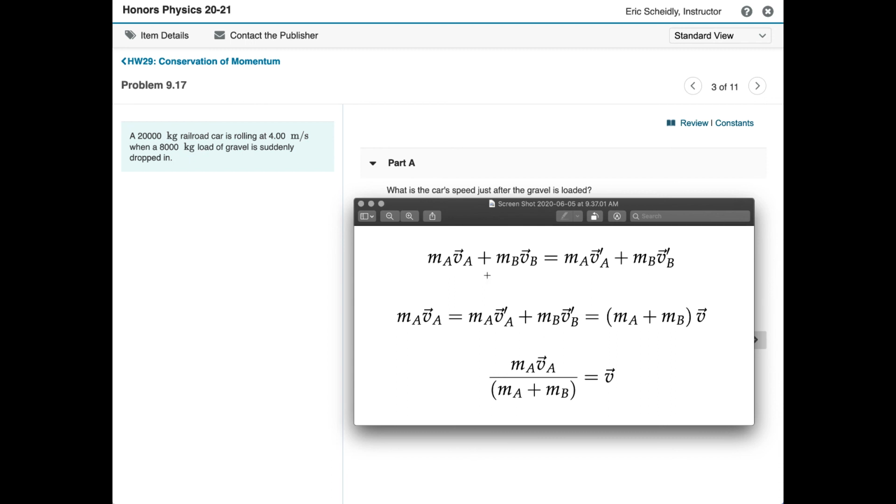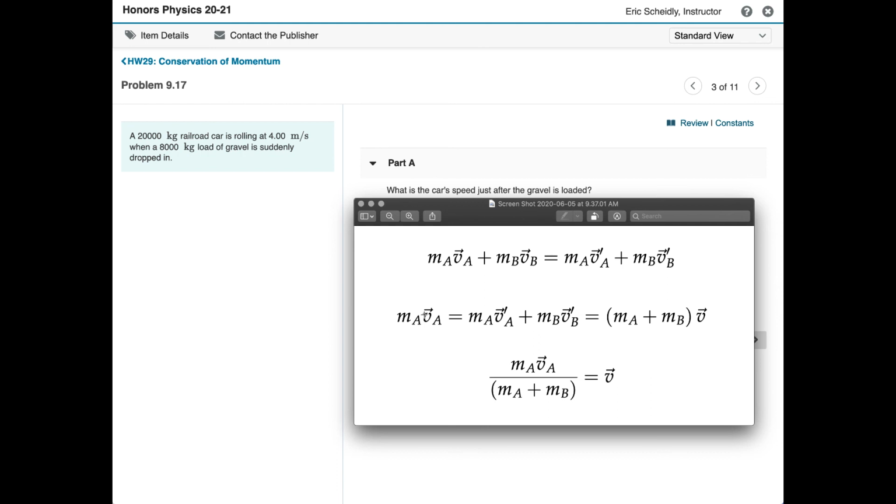Again, I start with the law of conservation of momentum in its basic form. But the first thing I realize is that before the gravel is dropped into the cart, its velocity is 0. The railroad car has initial momentum, 20,000 kilograms times 4 meters per second. But the load has no momentum at all. So this term is going to be equal to 0. You see that in my next step.